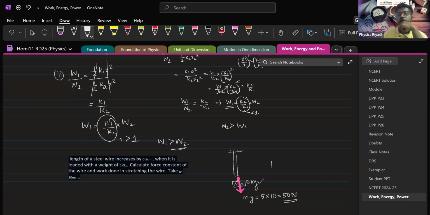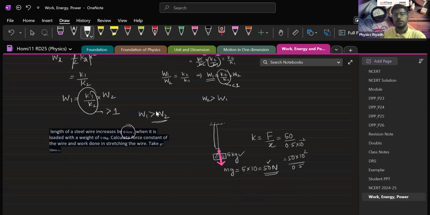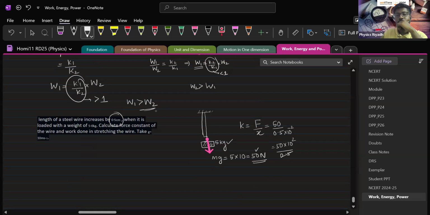So we can say the spring constant is equal to F by X, where F is the restoring force, which is equal to the 50 Newton applied, and X is the displacement or the stretch happening. The displacement is 0.5 centimeter according to the question. So 50 Newton by 0.5 centimeter, that is 0.5 into 10 power minus 2 meter. So 50 into 10 power 2 by 0.5. So 0.5 into how much is 50?